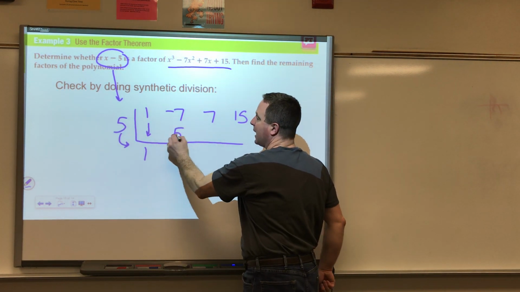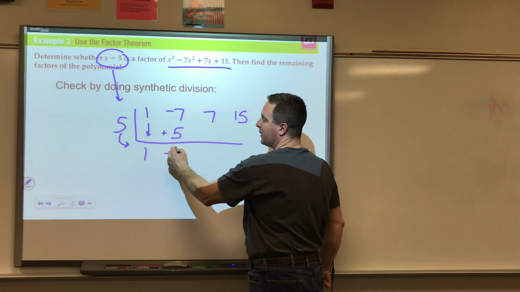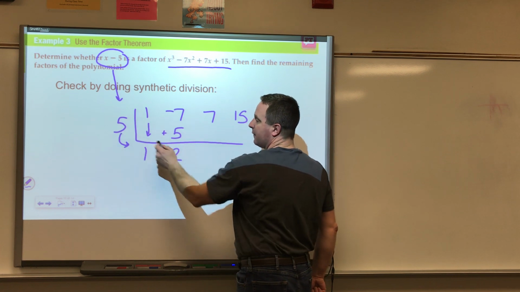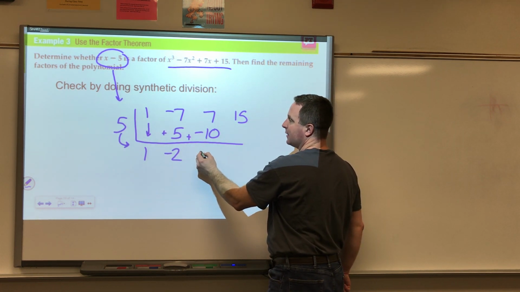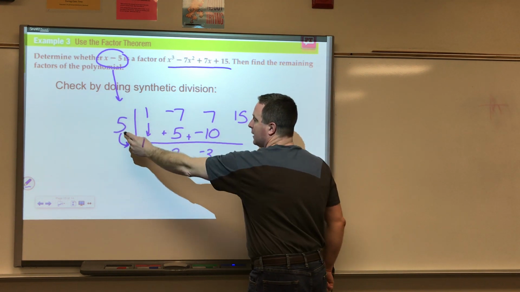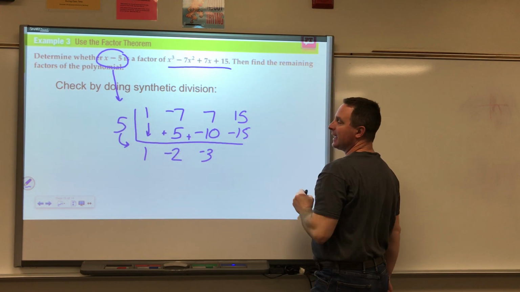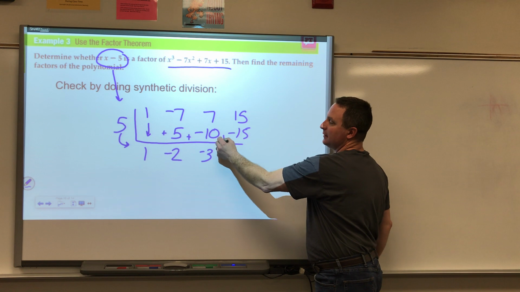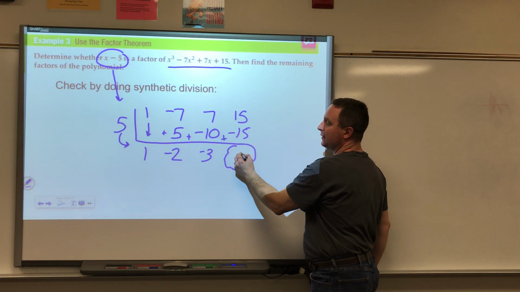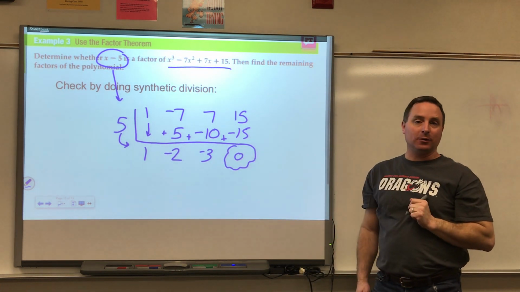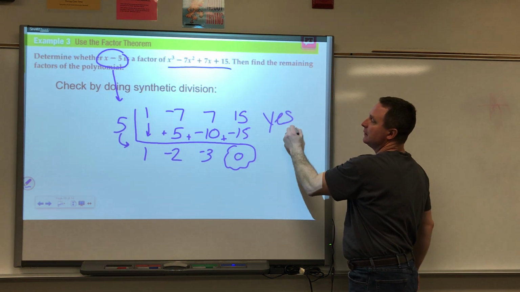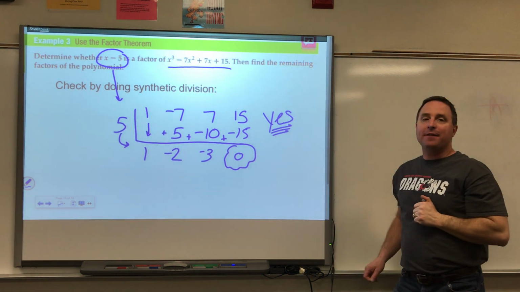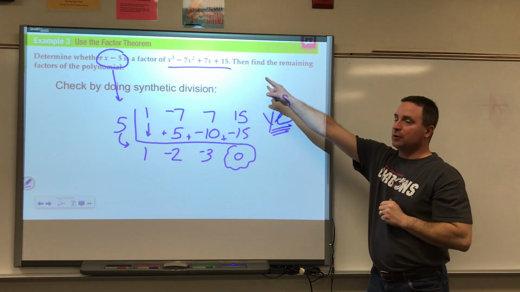5 times 1 is 5. If I add here, I get -2. 5 times -2 is -10. Added, I get -3. And 5 times -3 is -15. Aha! And when I add these together here, I get a 0. So the first part of this is yes, it is a factor of this polynomial.